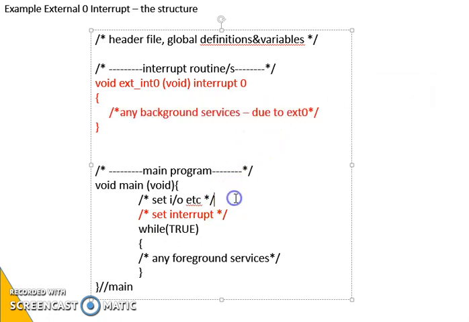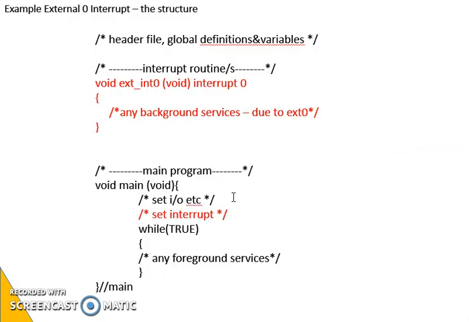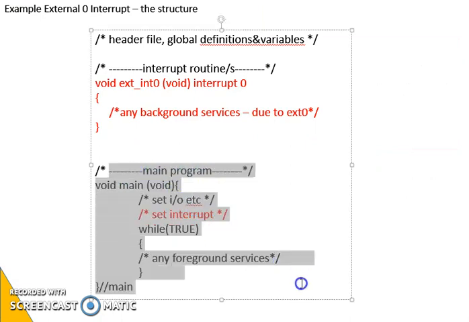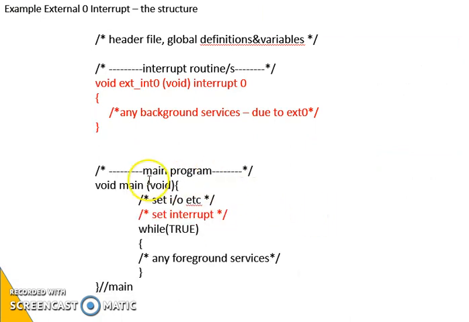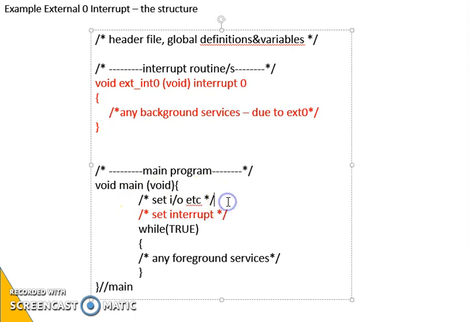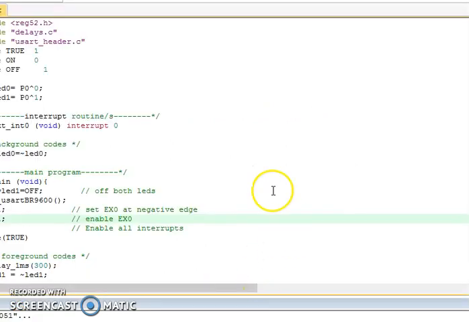And then the main program. In the main program, we are going to set the I/O or the pin configuration. We are going to turn on the interrupt, and then our program is going to be some sort of LED toggle program with an interval of 250 milliseconds. So the code will be something like this.